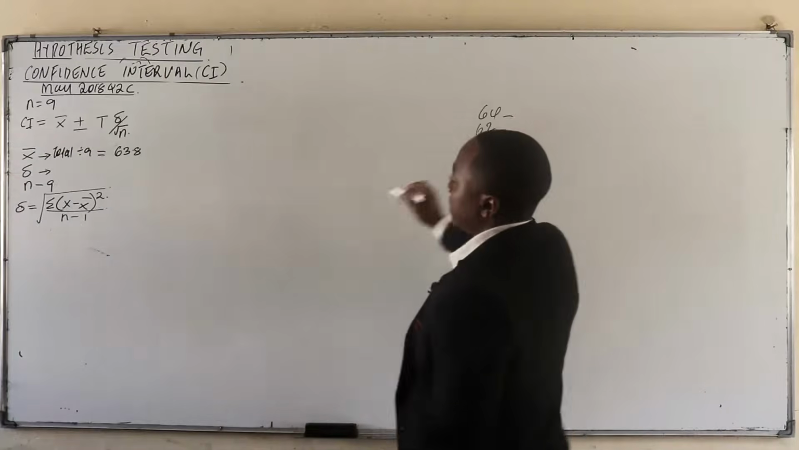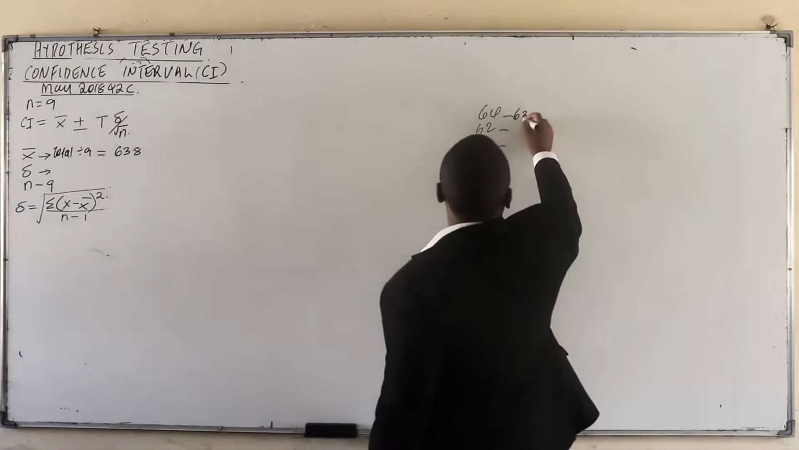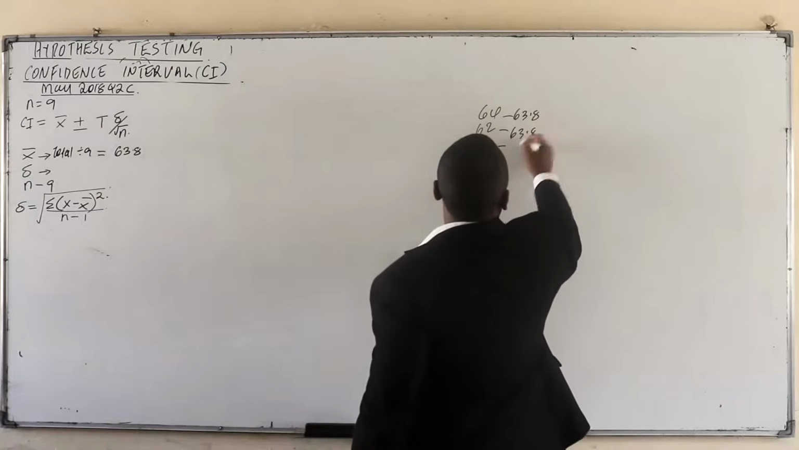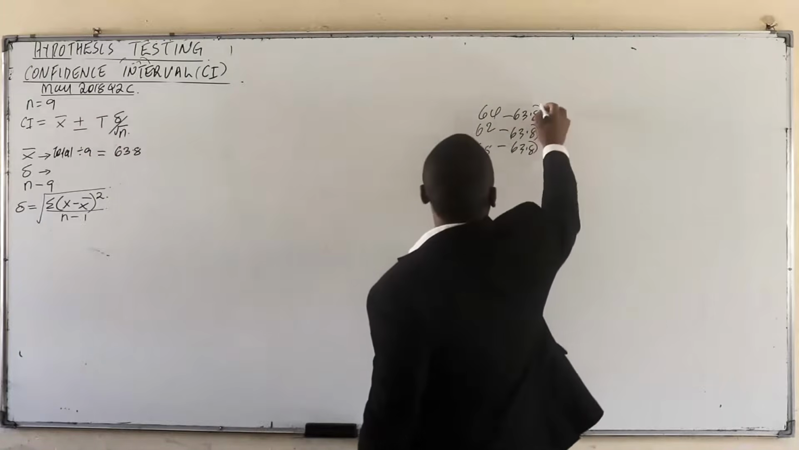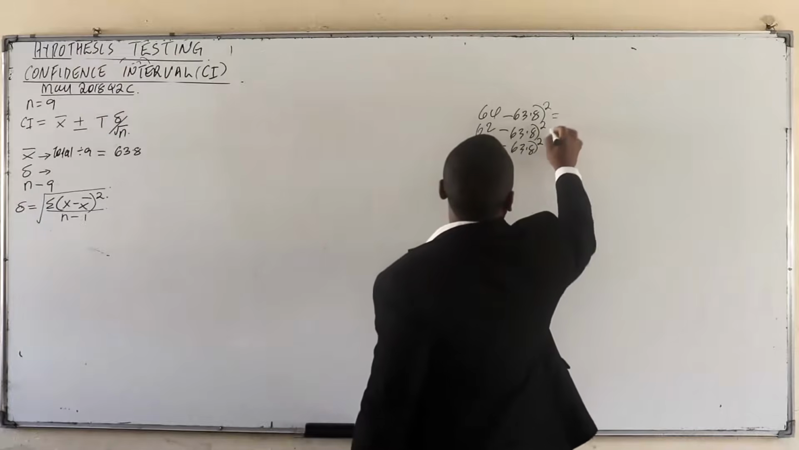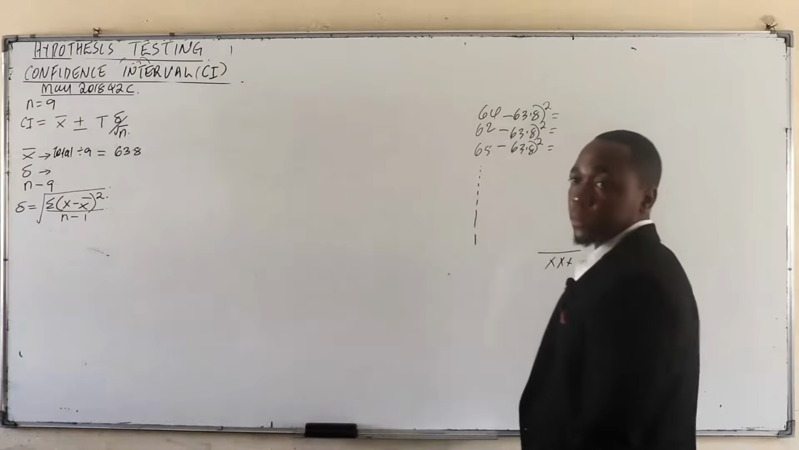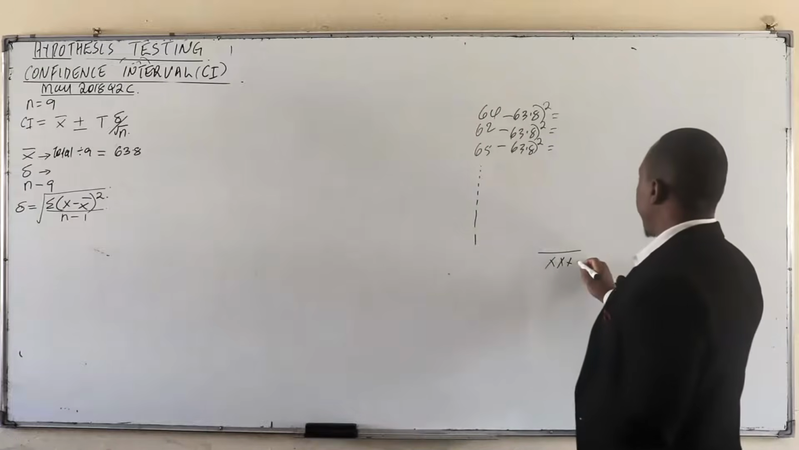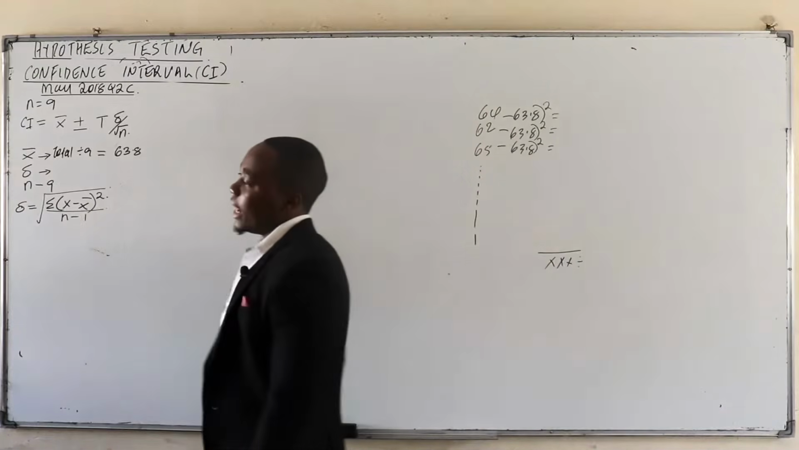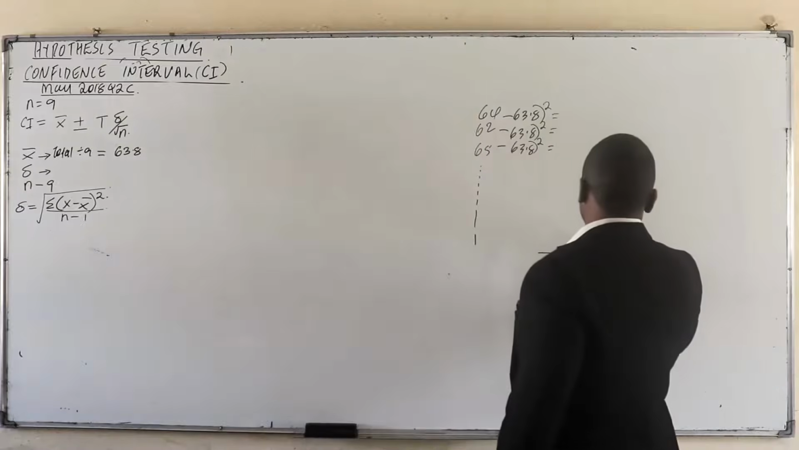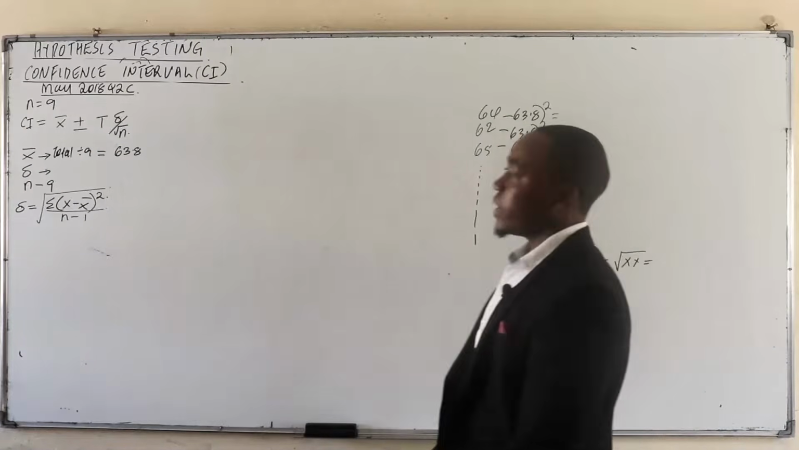Then you subtract x bar, which is 63.8. Then what you get, you square, then you add all of them. Once you get the total, you divide by n minus 1. Our n was 9, so 9 minus 1 is 8. Then you take the square root. That's how you get the standard deviation.